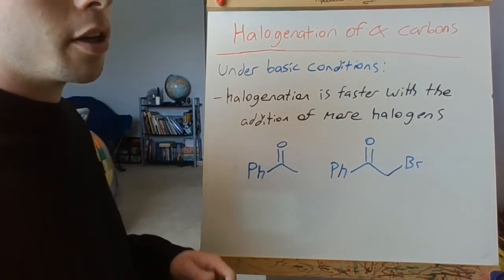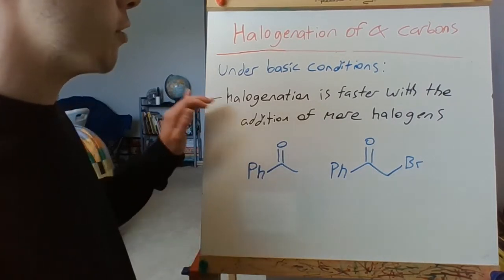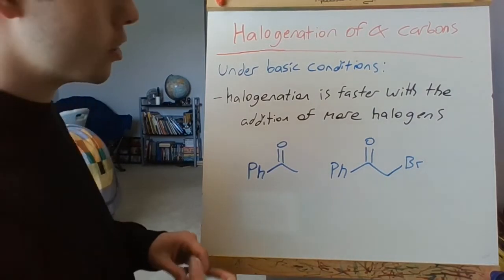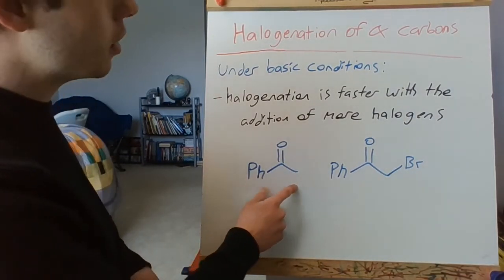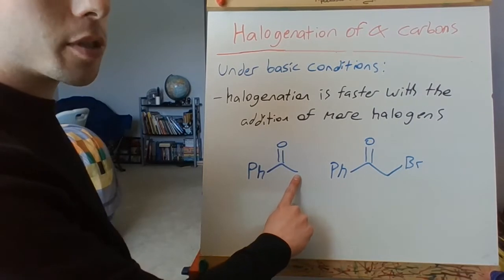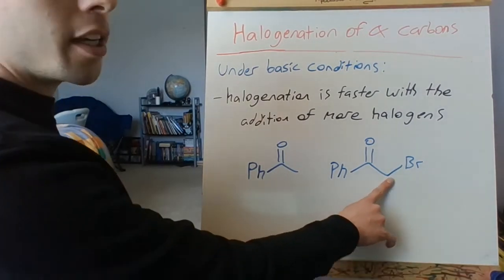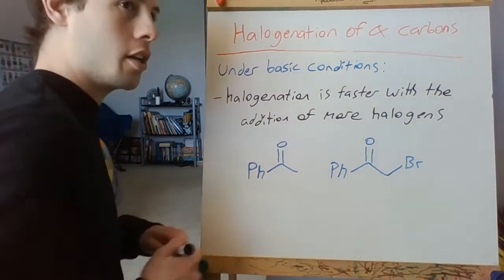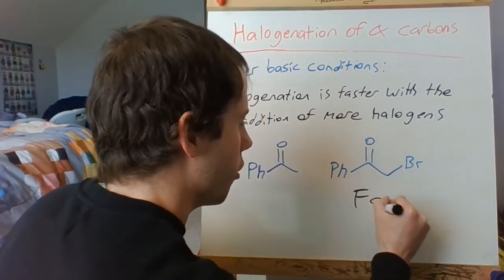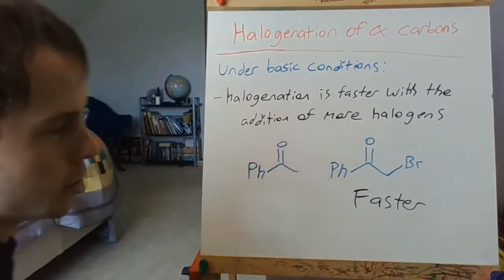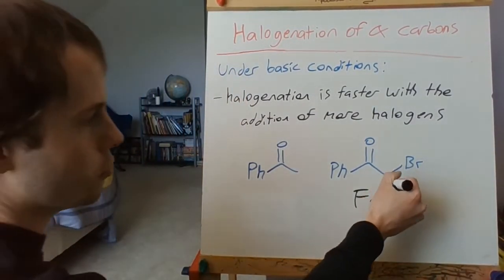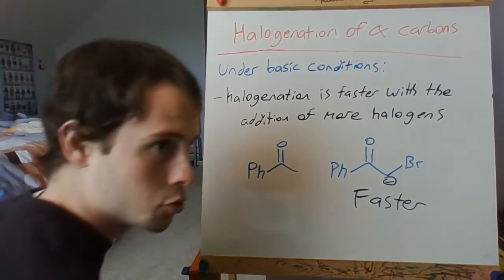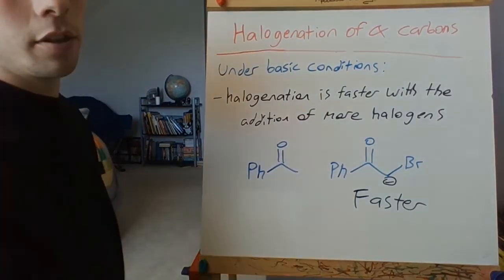So keep in mind, under basic conditions, halogenation is faster with the addition of more halogens. So if you look at these 2 compounds down here, we have an alpha carbon with acidic protons we can pull off. And then again here we have an alpha carbon with 2 hydrogens we could pull off. This one is going to react faster because once we pull this proton off, we generate a negative charge. And this is stabilized by the electron withdrawing ability of the halogen.